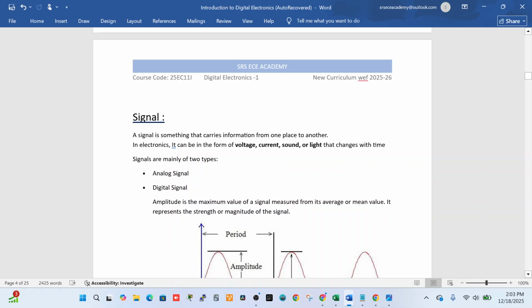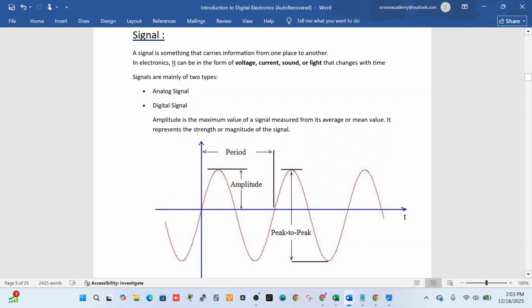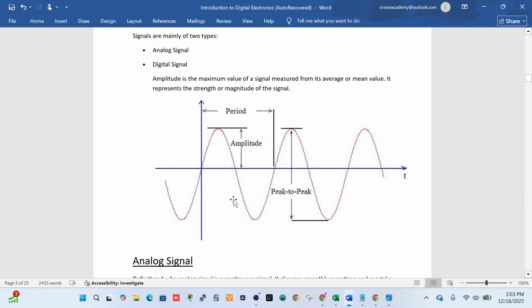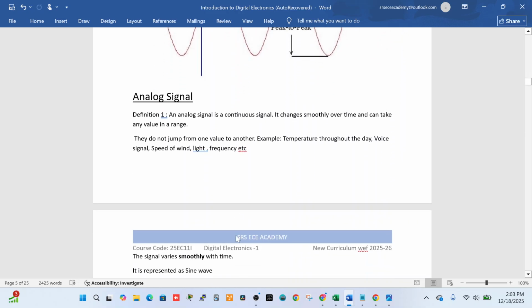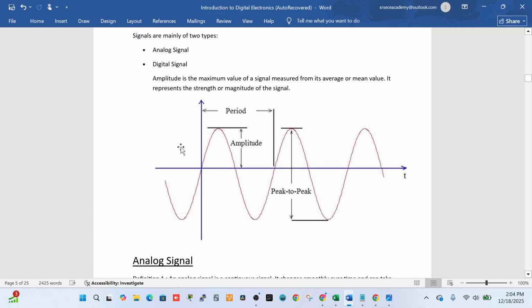I have explained with real-time examples what is an analog signal and what is a digital signal, and I have given examples of analog signals and digital signals, and I have explained with the waveforms. You have to understand the concept, then you can easily keep these points in mind.